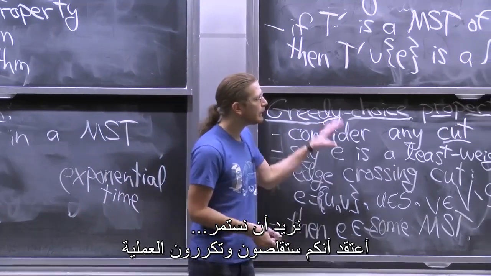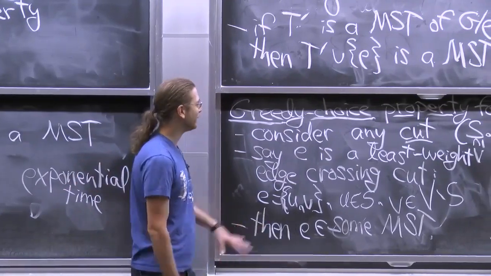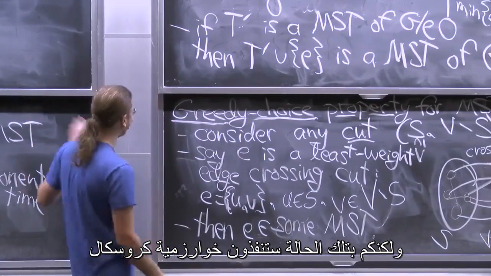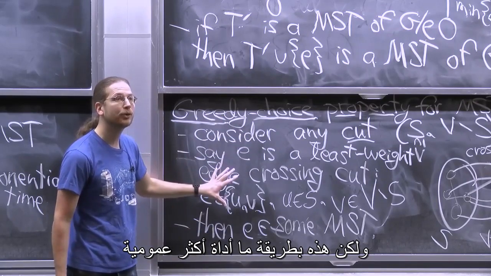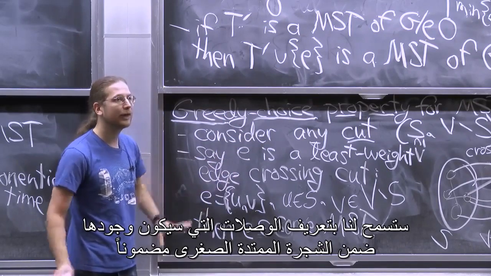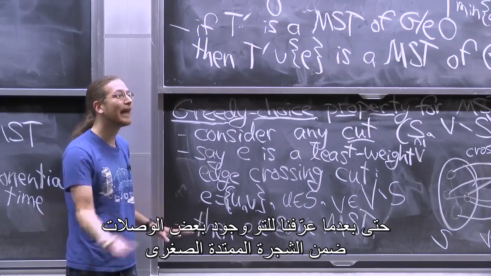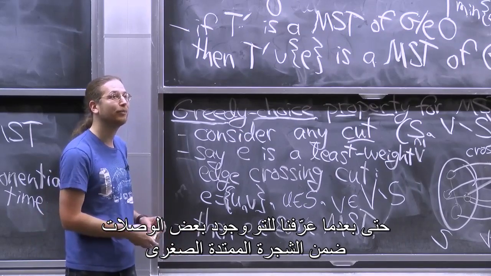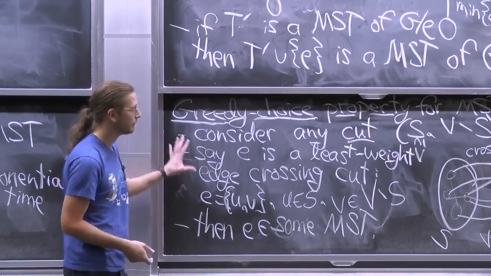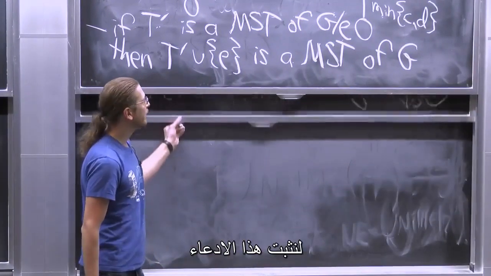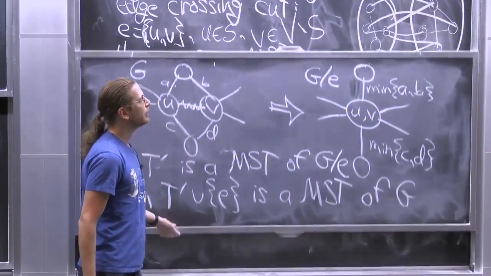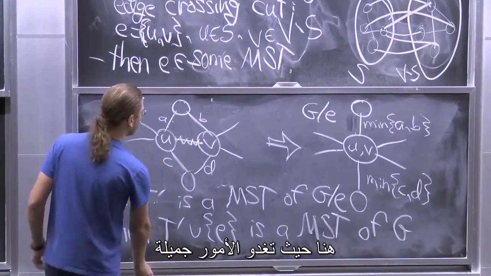We want to keep going. I guess you contract and repeat, but that will be Kruskal's algorithm. But this is, in some sense, a more general tool that will let us identify edges that are guaranteed to be in the minimum spanning tree, even after we've already identified some edges as being in the minimum spanning tree. So it's a little more powerful. Let's prove this claim. This is where things get particularly cool.